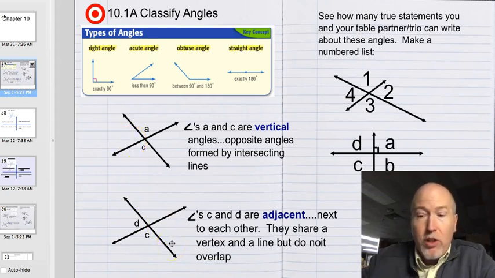Adjacent are any two angles that are next to one another, like C and D. These two angles are adjacent. Let's jump over here. D and A are adjacent. A and B are adjacent. C and B are adjacent. And C and D are adjacent.